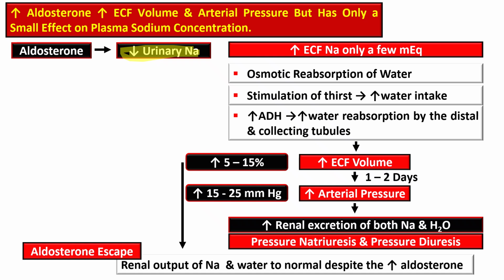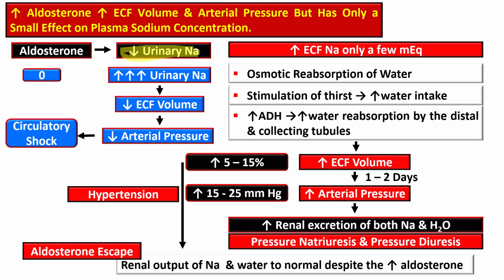This concept is aldosterone escape. If aldosterone becomes zero, there is massive sodium loss in the urine, and extracellular fluid volume is decreased and blood pressure is also decreased. That leads to circulatory collapse without mineralocorticoid therapy. So here the life-saving role of aldosterone is emphasized. It prevents fluid and electrolyte imbalance and death.